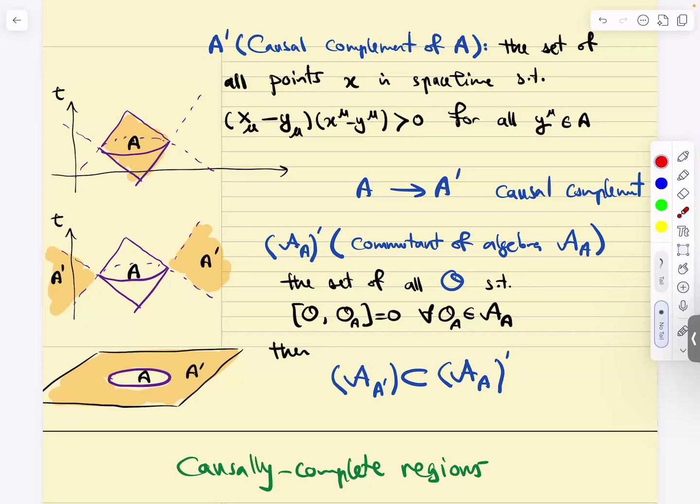For example, if this is A, A prime is this region. It's uniquely fixed in any space-time that's causally complete. Given a region, there's a causal complement. Good?